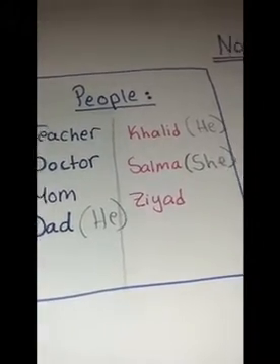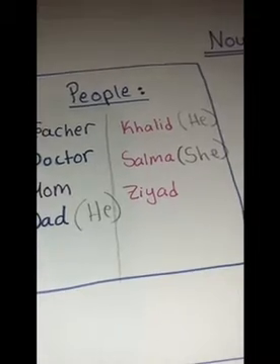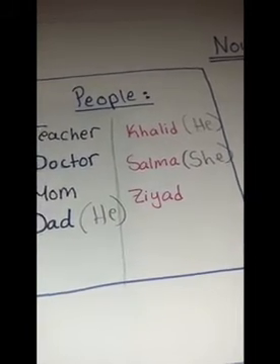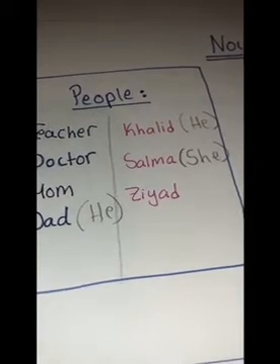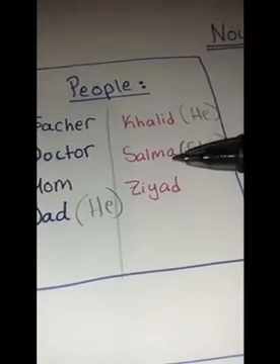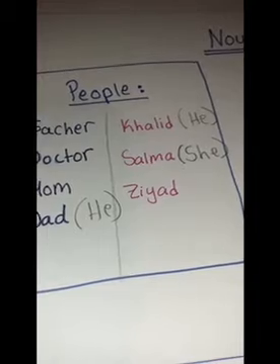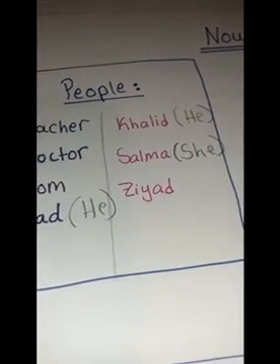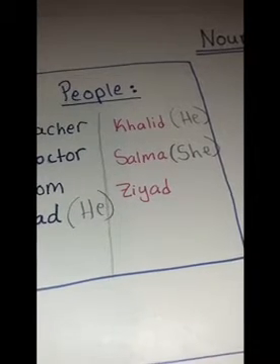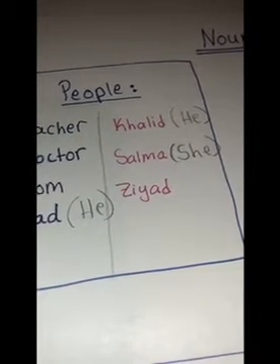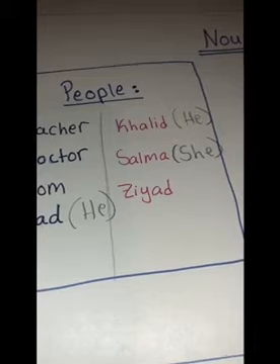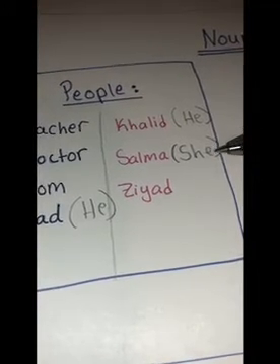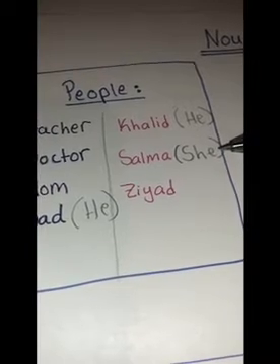Now, for girls, for one girl or one woman, what do we use? What can we use? For example, Selma. Selma is a girl in grade 1, let's say, okay? If Selma came in a sentence, what can we use as a pronoun to replace this name? What can we use? We use the pronoun she, okay?